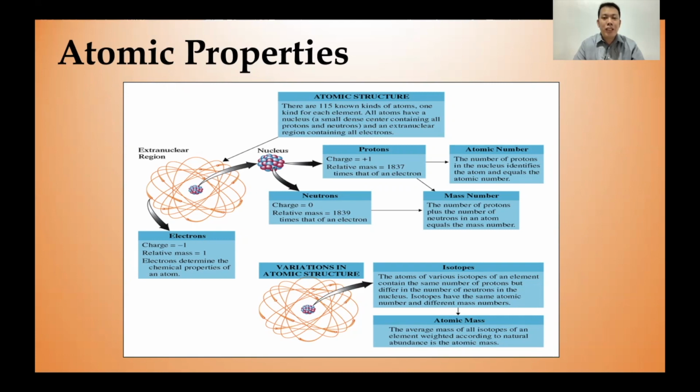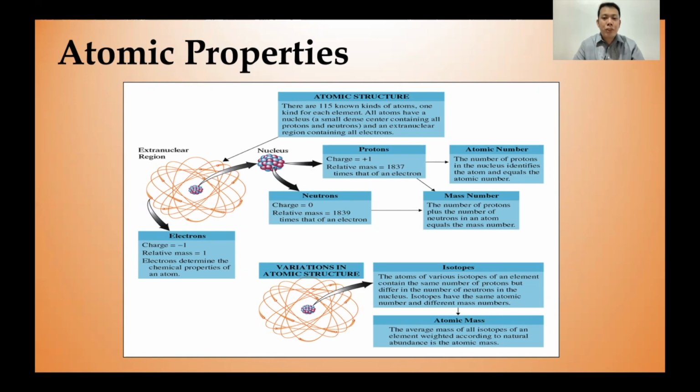So that means that in one element, there is that specific number of protons, which is known as the atomic number. So when we say 6C carbon, or carbon has an atomic number of 6, that means that carbon has 6 protons in its atom.